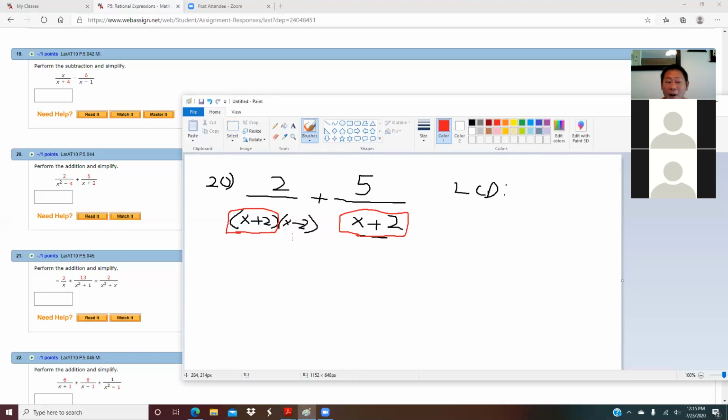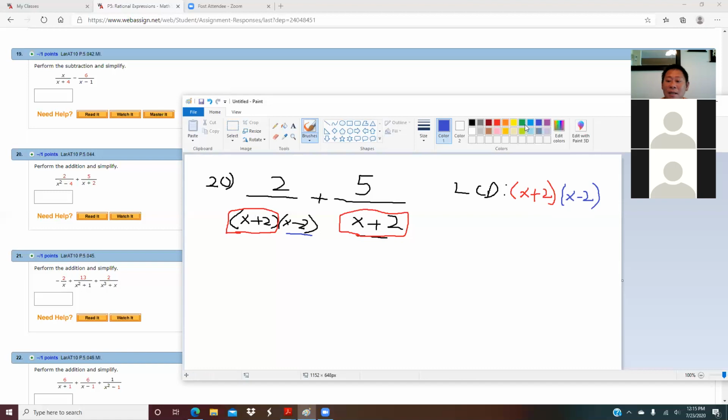X minus 2 is partially correct, Devin. X plus 2 and x minus 2 is the correct LCD. In this case, because x plus 2 is a common one, you have to write it down one time, okay? And then the leftover, which is the x minus 2, will be over here. So the LCD in this case is x plus 2 and x minus 2. The common one you only write one time, and then x minus 2 one more time, the leftover.